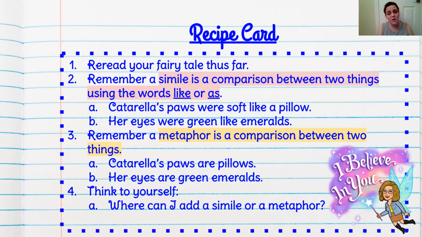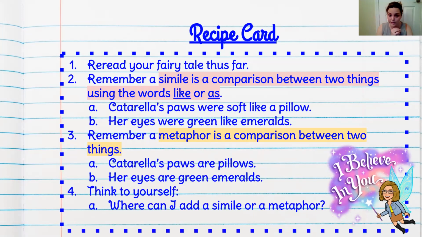Step number 2, remember a simile is a comparison between two things using the words like or as. So I have 2 examples. Catarella's paws were soft like a pillow. This is a simile because I'm comparing her paws to a pillow, and I'm using the word like.